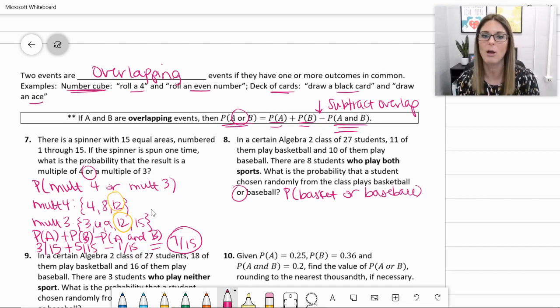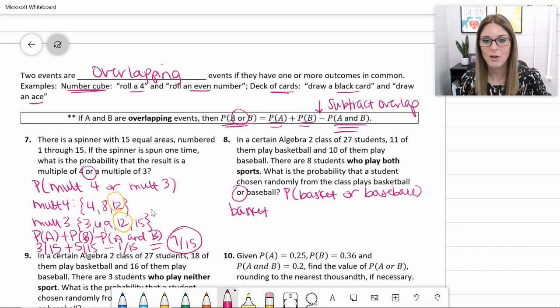So if I counted up all the students who play basketball, hey class, everybody raise your hand if you play basketball. 11 students raise their hand. Okay, class, hands down. Who plays baseball? And 10 students raise their hand. Well, in that process, the 8 students who play both, they raise their hands both times, right? So let's look at it over here.